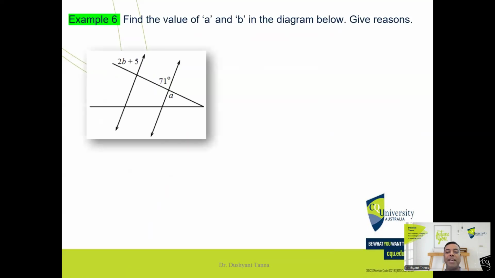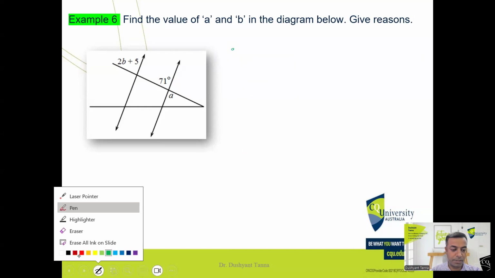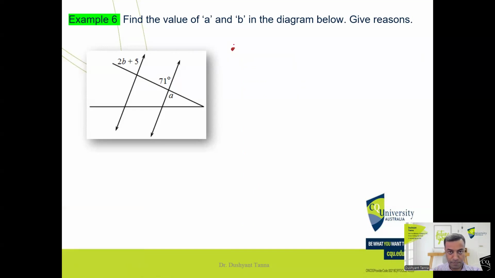Find the value of A and B in the diagram below and give reasons. I pause the recording, giving everyone literally half a minute, 1 minute to think and discuss. Right. So for A, A is 71. We call it vertically opposite angles, right? And once you have that, you can see an F here.